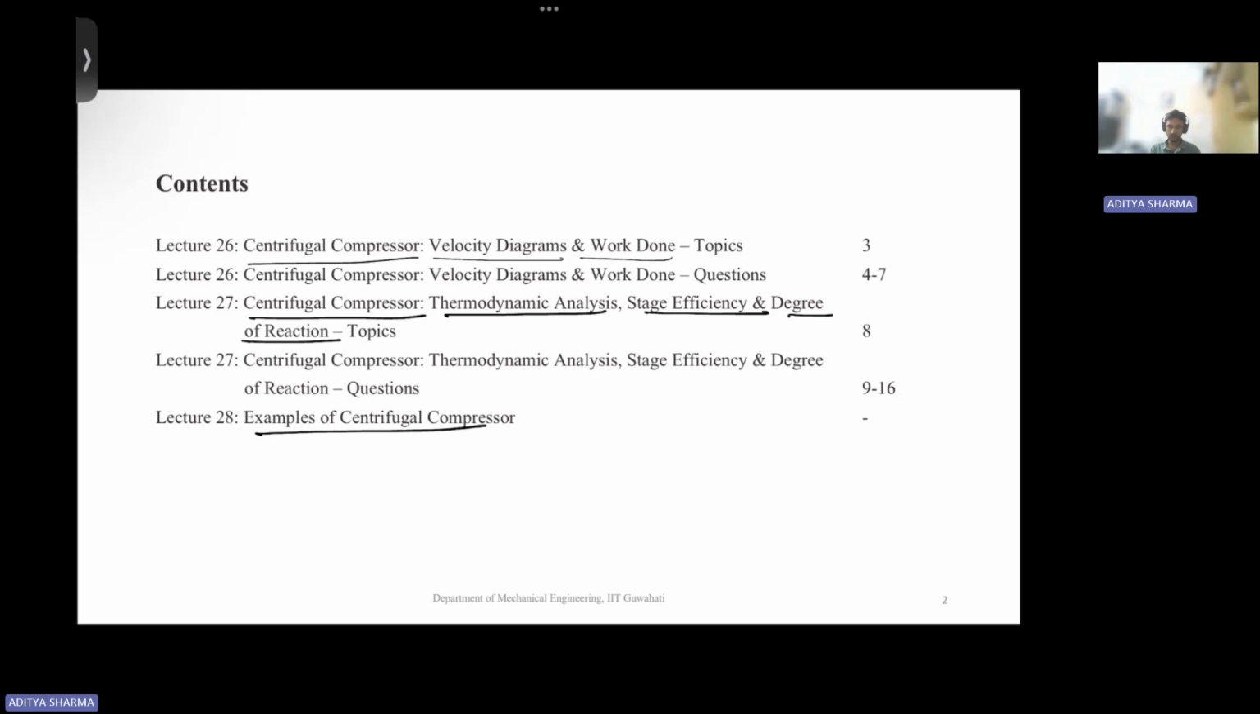And then we will first have one lecture, then its topics and questions. Then the next lecture, its topics and questions. This way, two lectures we have today.